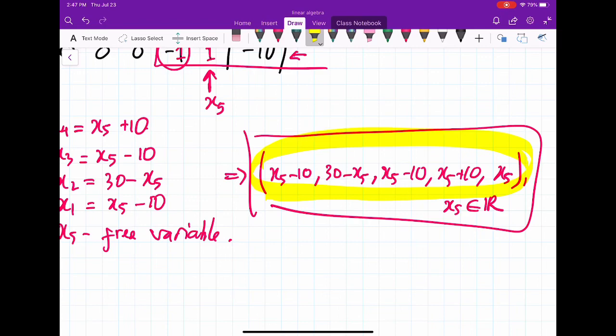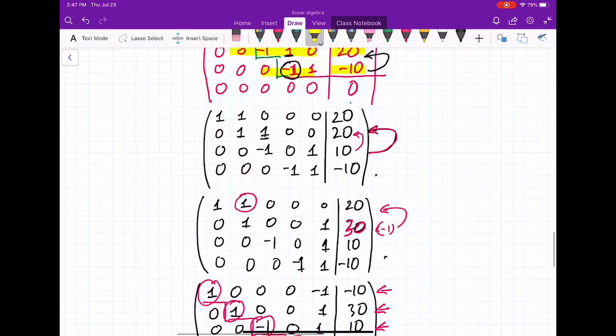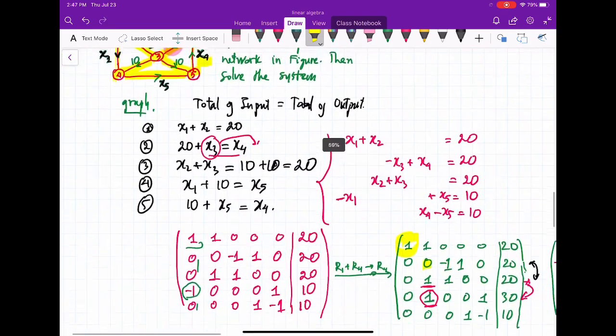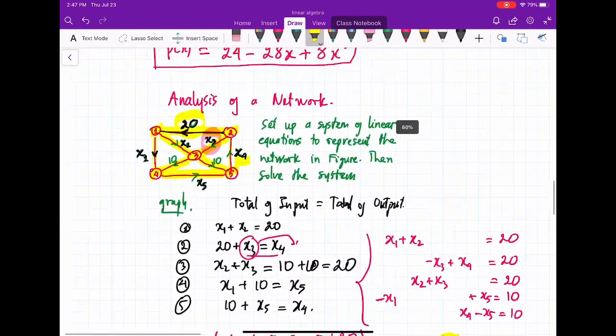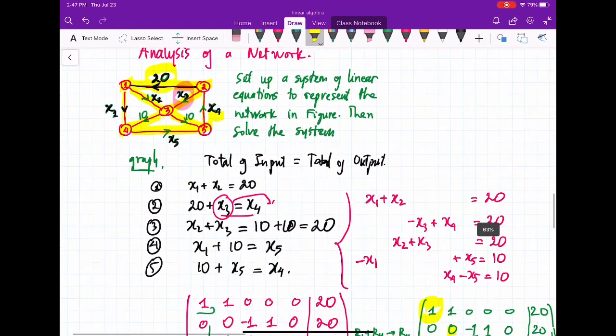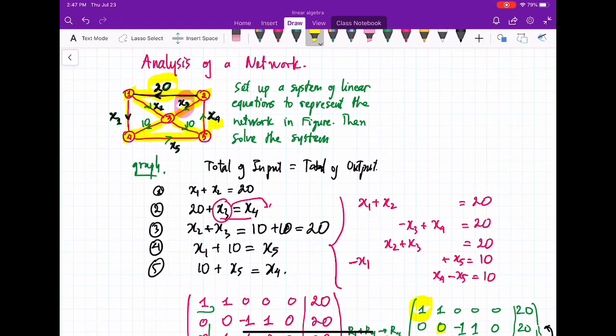Sometimes, as with systems, you don't have any solution. Does that make sense? So it really depends on the network. Sometimes you may not find such a network, because the corresponding system does not have a solution. Sometimes you have infinitely many solutions, right? Or sometimes you have a unique solution. It really depends on the network and its system.